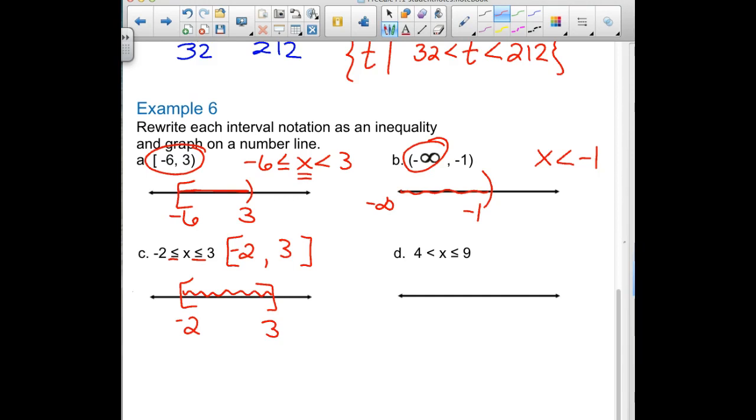And the last one here, 4 is less than x, which is less than or equal to 9. Since there is no equal sign here, rounded bracket at 4, closed off bracket since we can equal 9, shading everything in between. And the same for our interval notation.